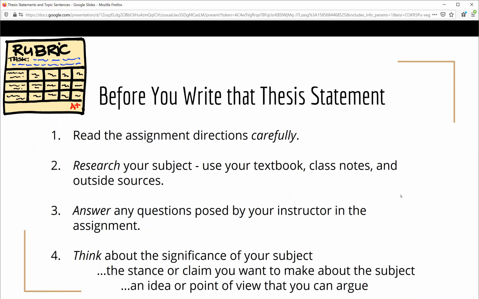First, you should read your directions for the particular assignment or essay. Be sure to understand what topics you are allowed or encouraged to research, and the essay's purpose, audience, and tone. Then spend some time engaged in some preliminary research on your particular topic. Be sure to refer to your class notes, your textbook, and a variety of sources, both print and online, to learn more about your subject. Once you have some background knowledge, it will be easier to think about its significance and what you want to say about it.